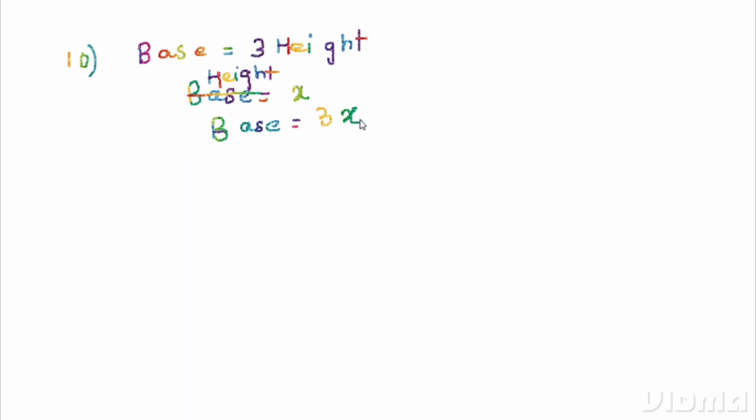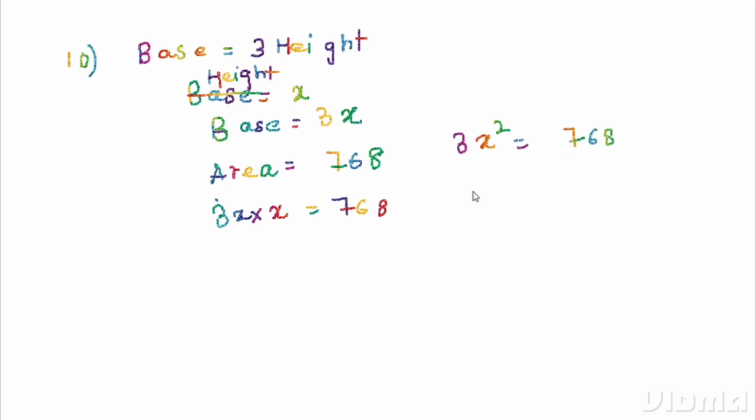Now they have given me another thing in the question, that is the area. Area is given to me as 768. We already know that area of the parallelogram is base into height. So I am just substituting. 3x multiplied by x is 768. So 3x square is 768. Then x square is 768 by 3. When you do 768 by 3, you get 256.